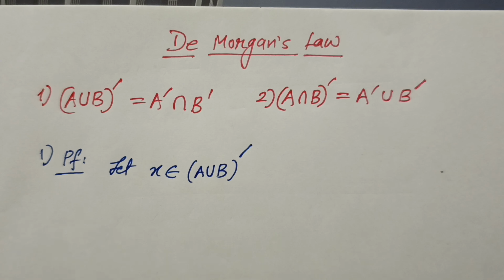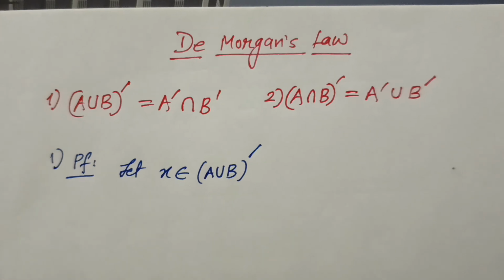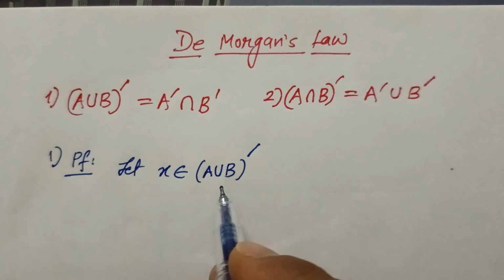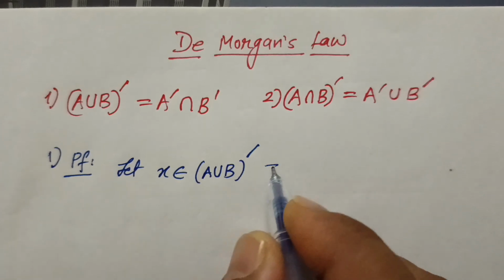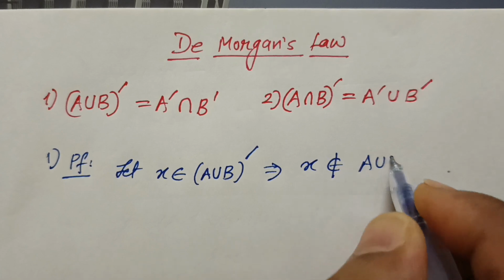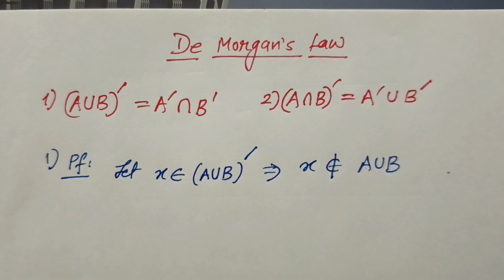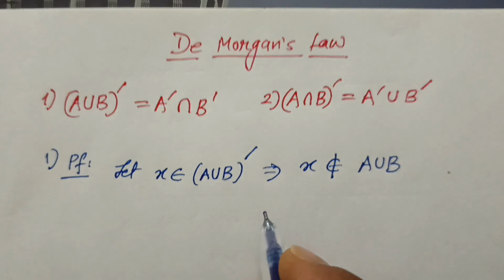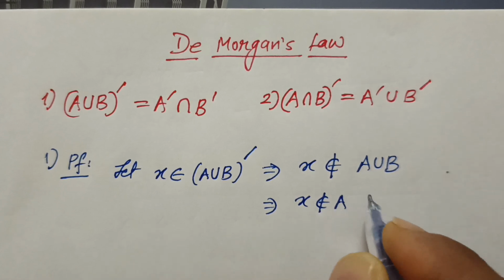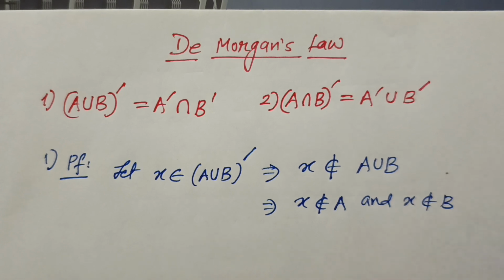Let X belong to (A union B) complement. And you know the meaning of complement: when X belongs to (A union B) complement, it implies X does not belong to A union B. This is the very meaning of complement only. So this implies X does not belong to A and X does not belong to B.